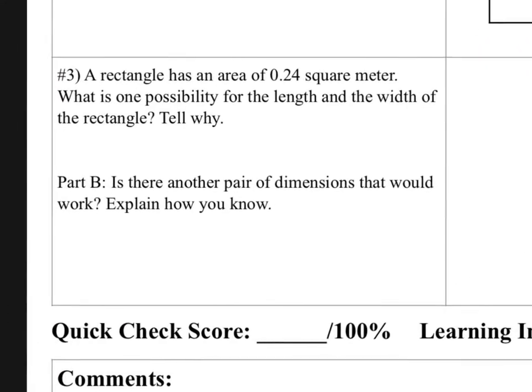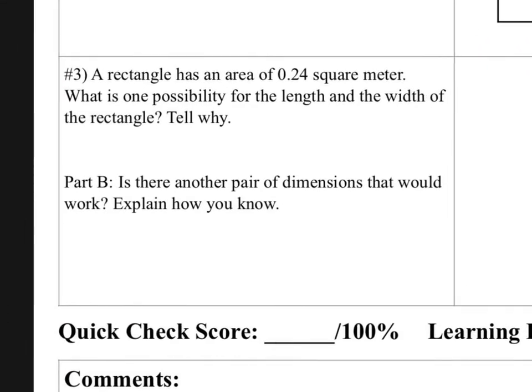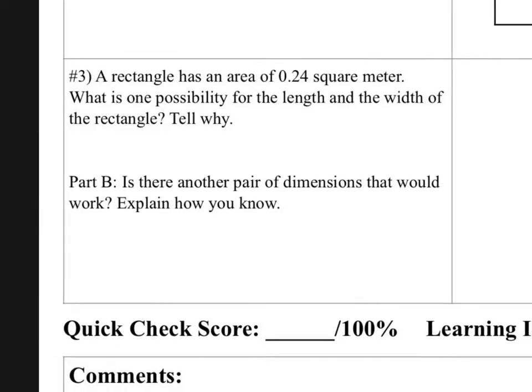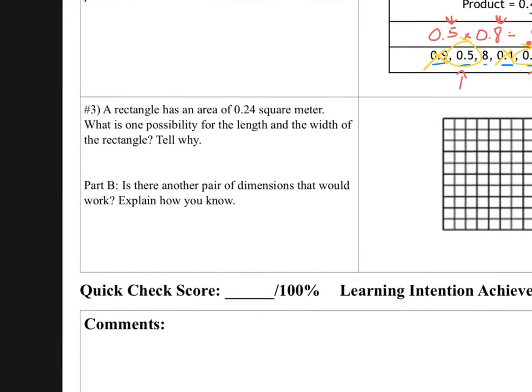On our last one, it says a rectangle has an area of 0.24 square meter. What is one possibility for the length and the width of the rectangle? Tell why. So let's see. A rectangle has an area of 0.24. What is one possibility for the length?